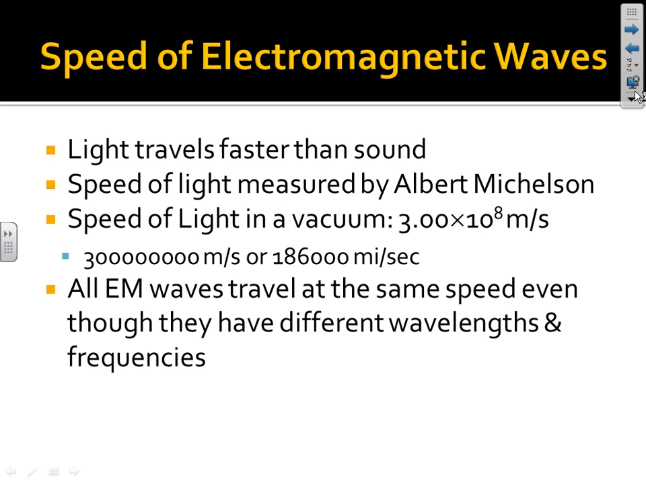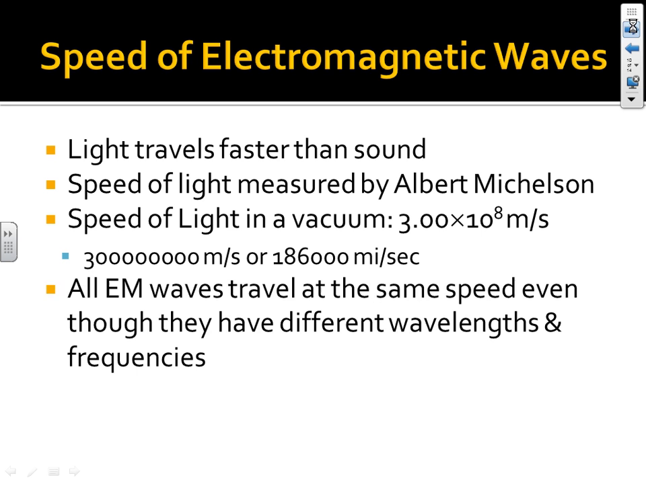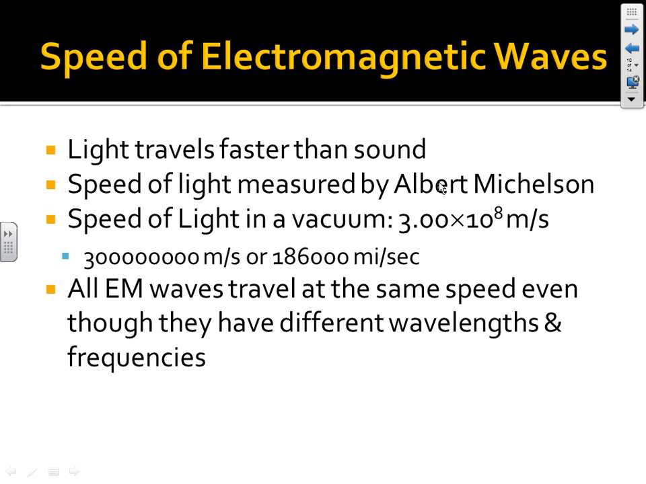So, let's go. The speed of light was measured by a guy named Albert Michelson, in conjunction with other people. And this picture shows how he did it. Oh, sorry. Did we not get that part? Albert Michelson. M-I-C-H.